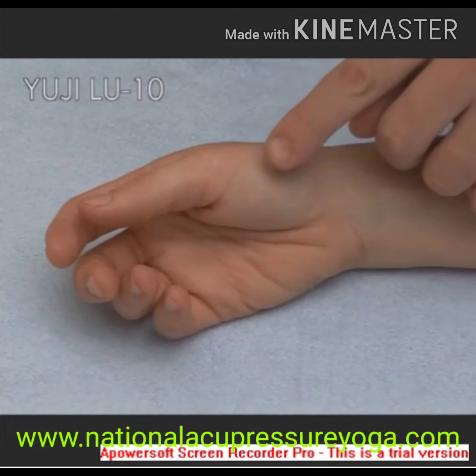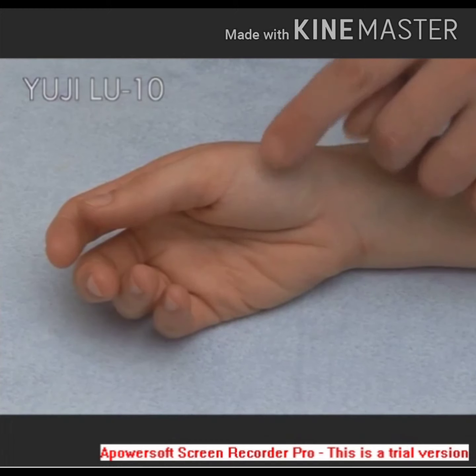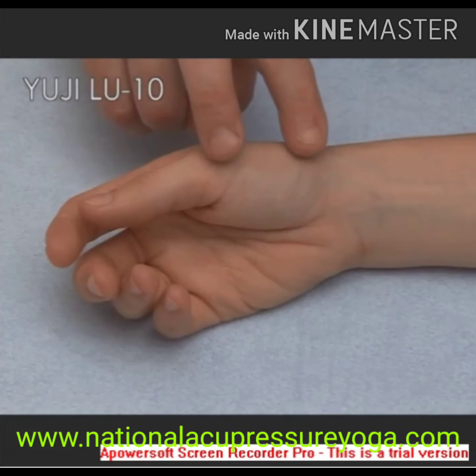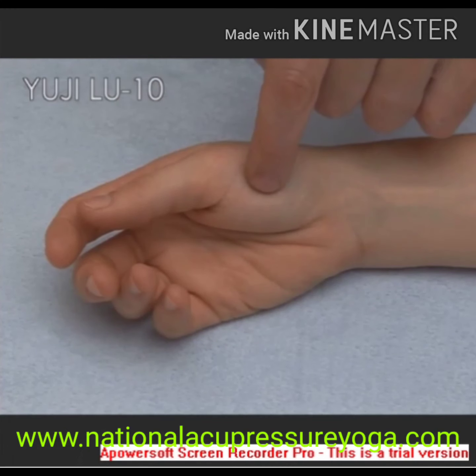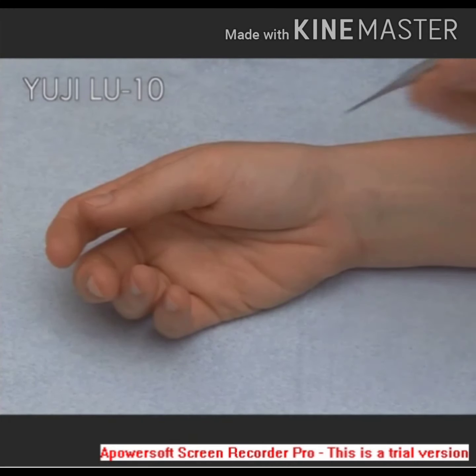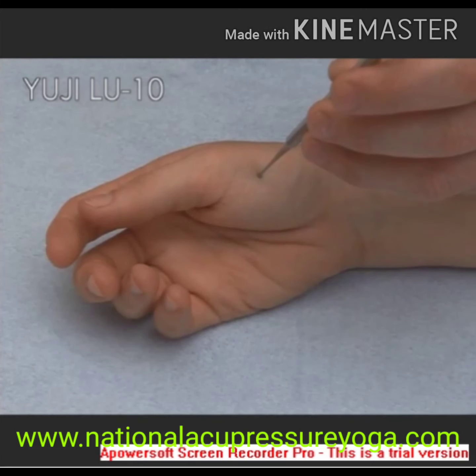Yuji, Lung 10, is located on the thenar eminence of the hand in a depression between the midpoint of the shaft of the first metacarpal bone and the thenar muscles. Locate a needle close to the border of the metacarpal bone. Perpendicular insertion 0.5 to 1 cun.